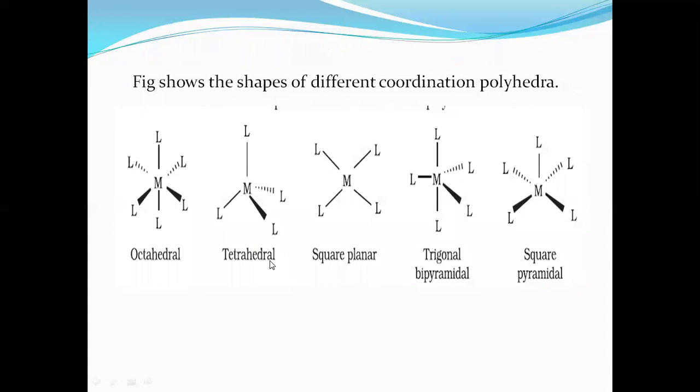See some of the different polyhedra: octahedral, tetrahedral, square planar, trigonal bipyramidal. This is the trigonal, with one above and one below, bipyramidal. Square pyramidal are some of the geometries based on the ligands present around the central metal atom.